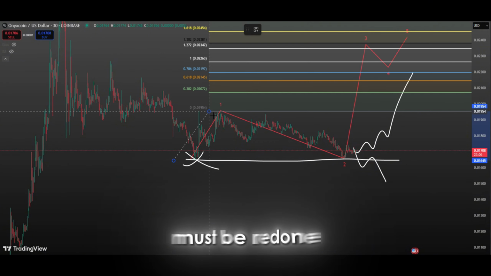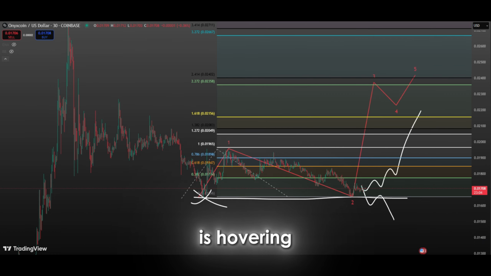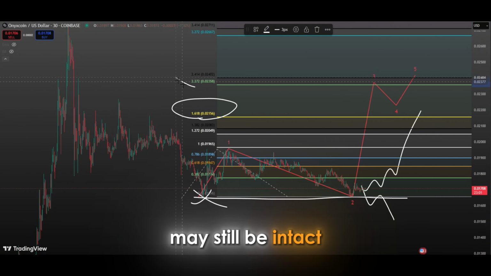If such a scenario occurs, the current Elliott wave count becomes entirely invalid, and the analysis must be redone. Looking at the current price action, we can see that the price is hovering near the starting point of the first wave but has not yet broken below it. This suggests that the positive scenario may still be intact.